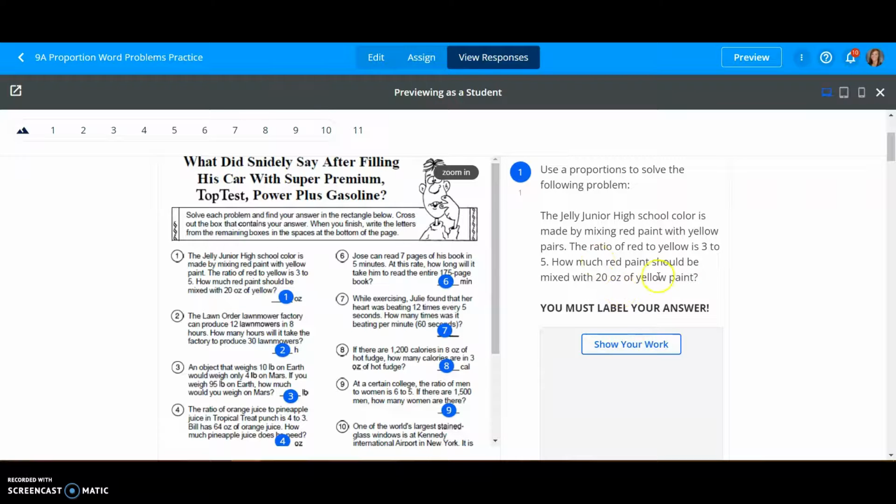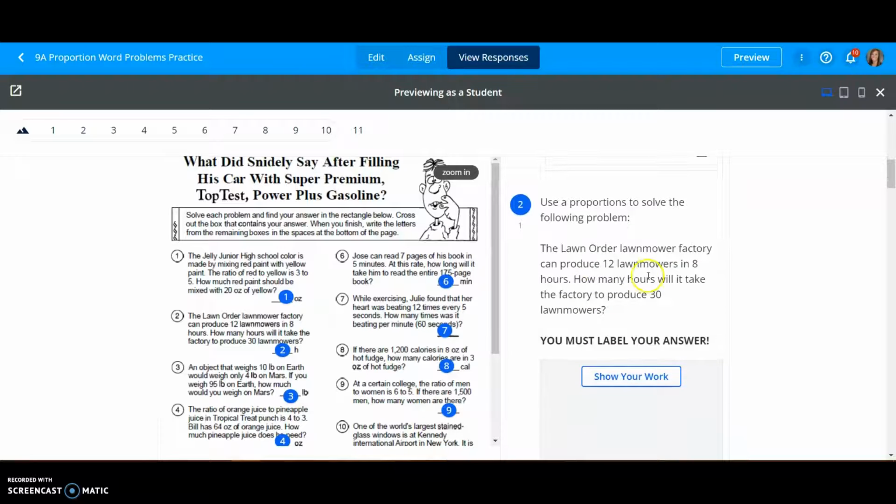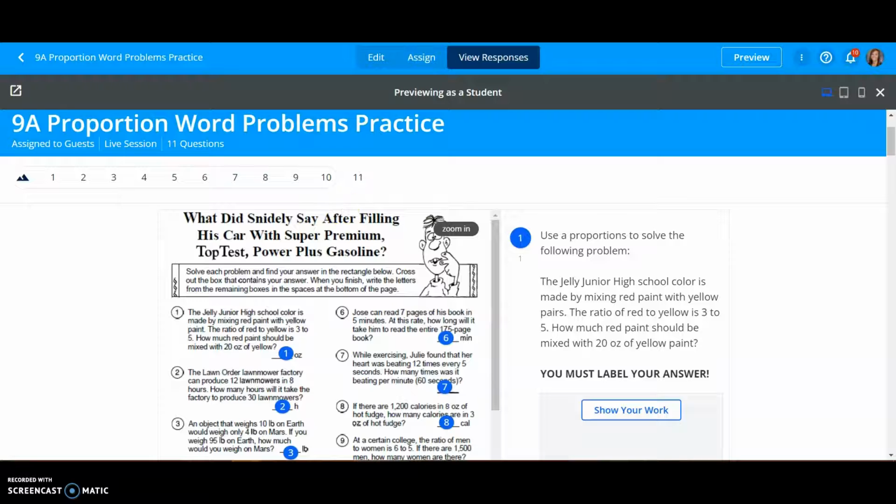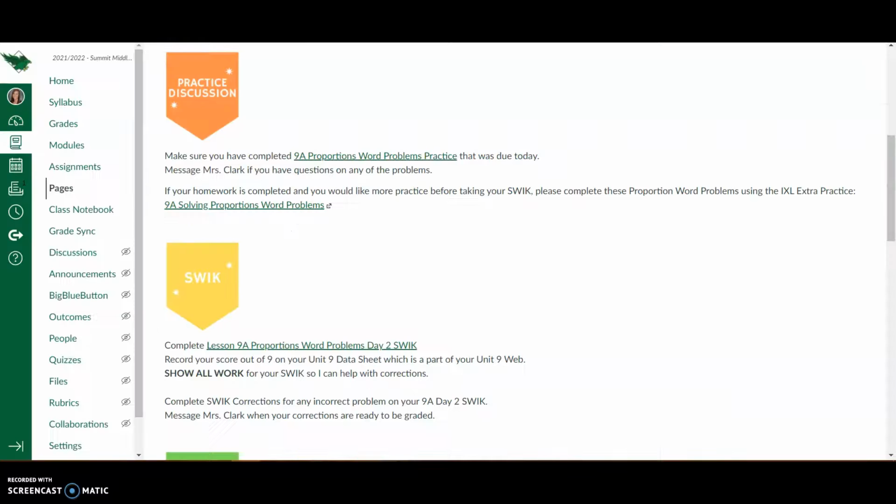So please make sure you label, like number 1, you're talking about ounces. Number 2, you're talking about hours. So make sure you label your final answer for those 10 questions, which should already be done. If you are stuck on any of them, just send me a Canvas message and I'll help you out.